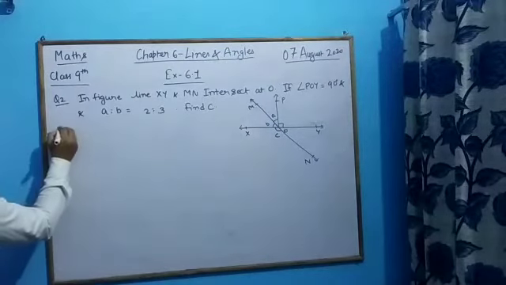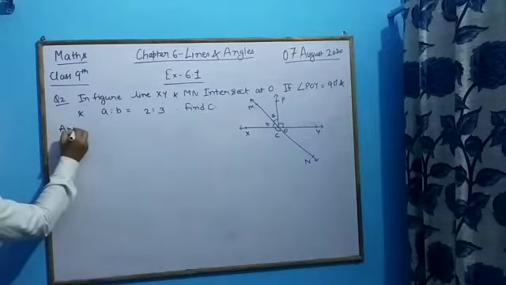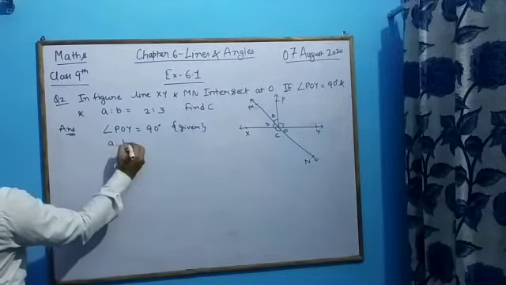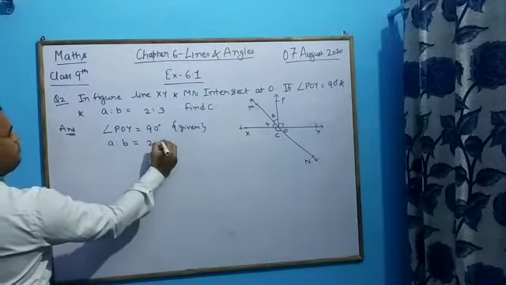So let us again write out what we have been given here and what we need to find. Angle POY is equal to 90 degrees. This is given. Now again, A is to B is equal to 2:3.